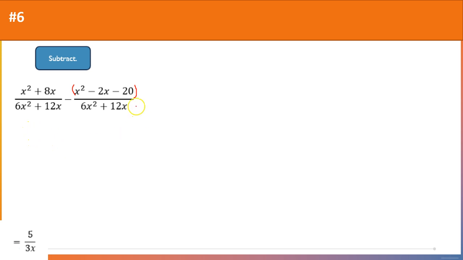So what we end up having, again, the denominator is the same. So we keep the denominator as 6x squared plus 12x. That's our denominator. Remember, at the bottom there's our answer. Let's see if we can get 5 over 3x as our answer. So there's our denominator. The numerator, we have x squared plus 8x, okay, minus this whole self-contained, or contained, polynomial here.